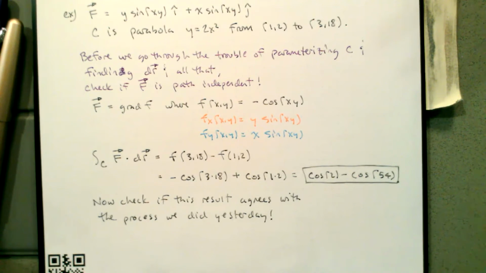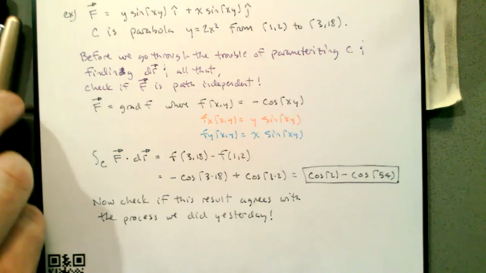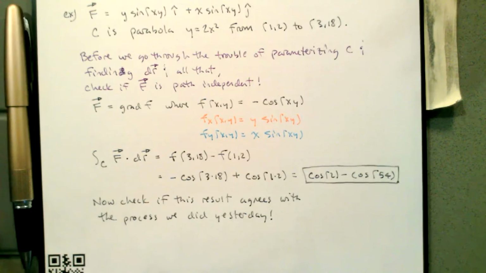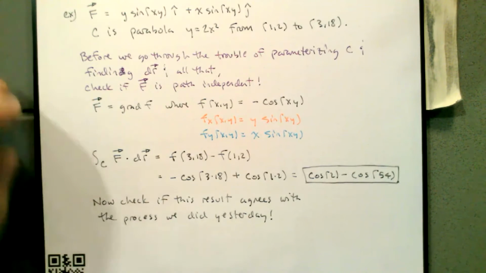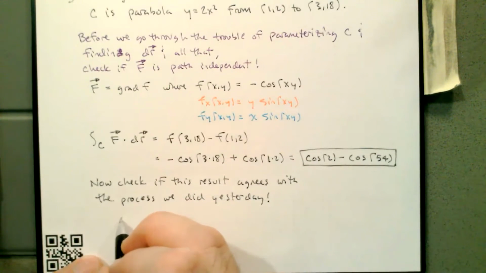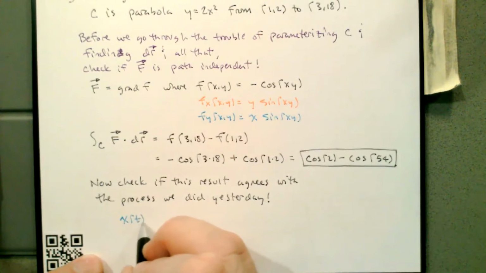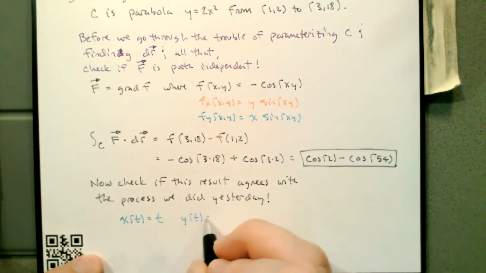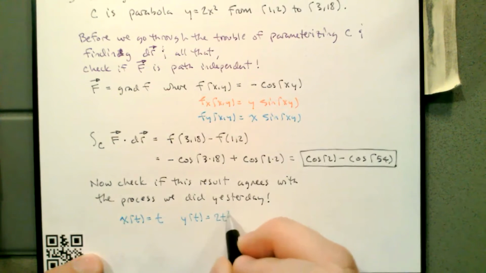Notice that we're parameterizing this parabola y equals 2x squared. When you're parameterizing a function, the easiest way to do that, since y is a function of x, is just to make x the parameter. So if you want to parameterize c, just make x of t equal to t and y of t equal to 2t squared.